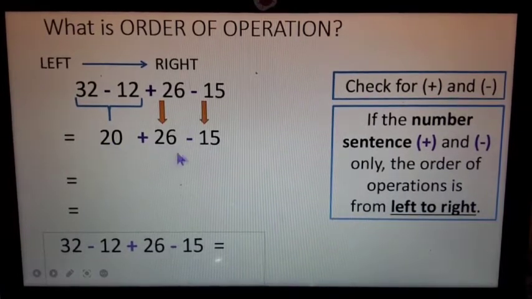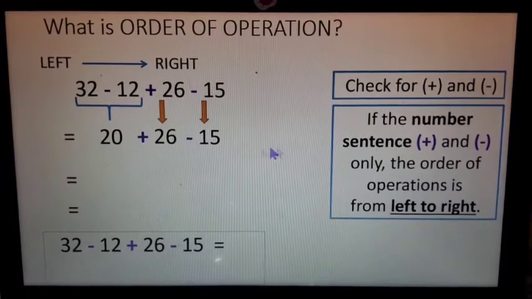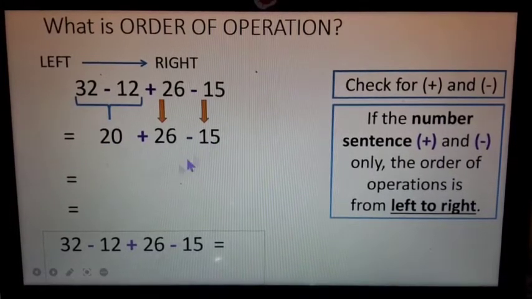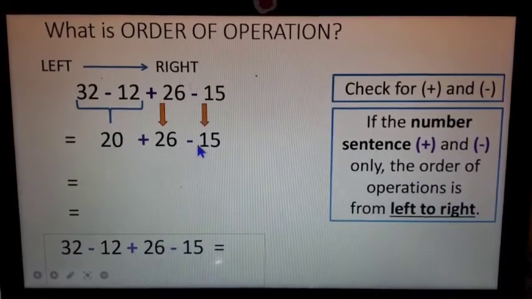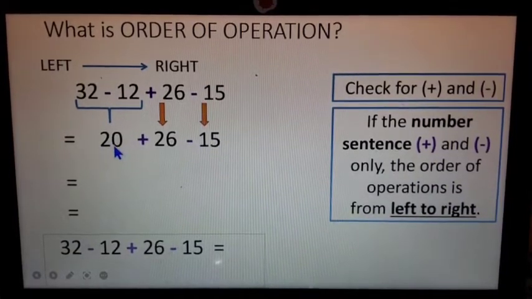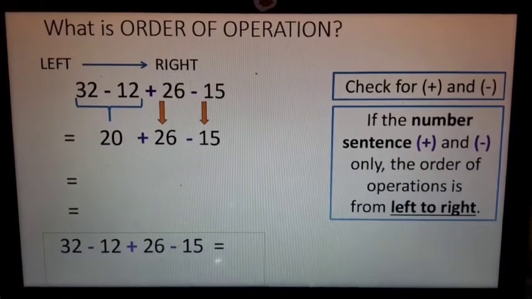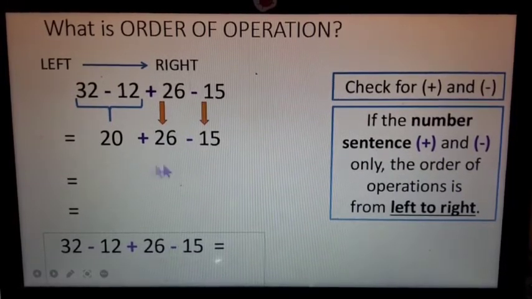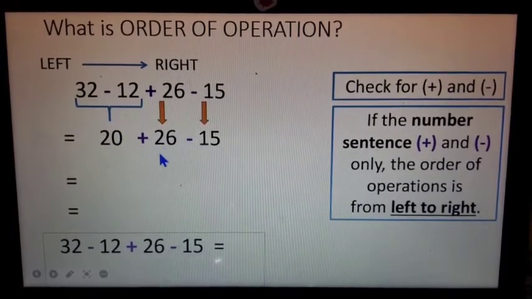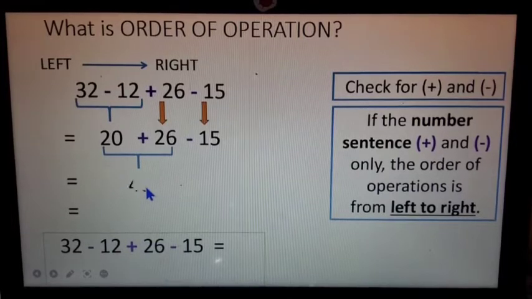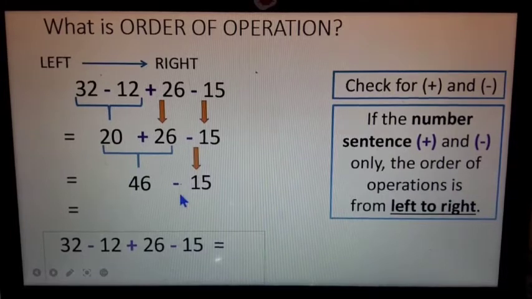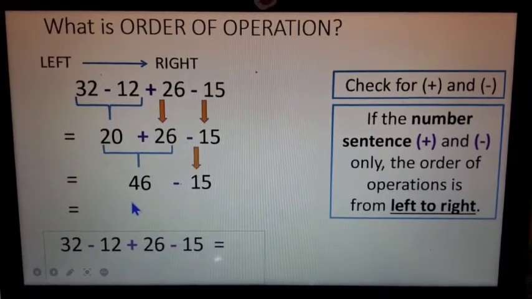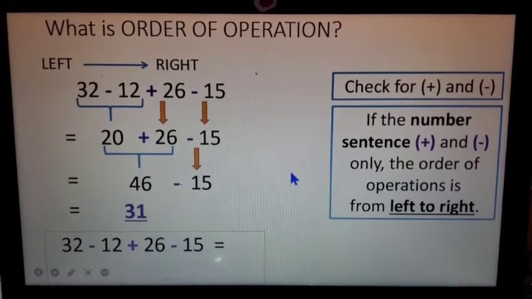You cannot, alright? So remember what the teacher said, you should not jump the operation. Do not solve it by jumping. That is wrong. So you should start from left to right. Right. So 20 plus 26 is 46. Isn't it? And you minus with 15 again. Then we bring down 15. And you minus, you got 31.